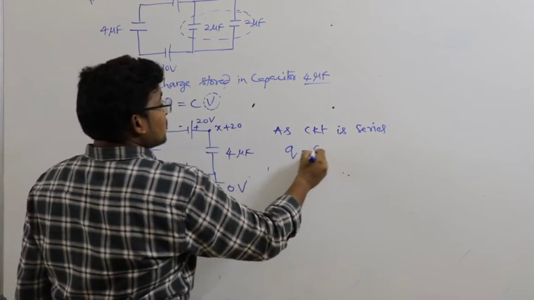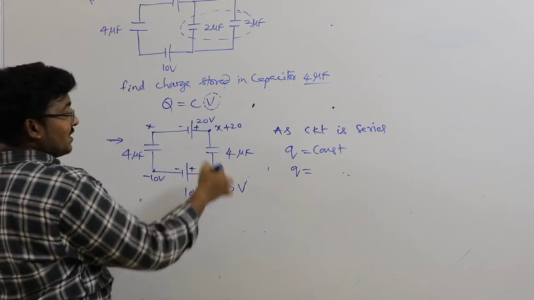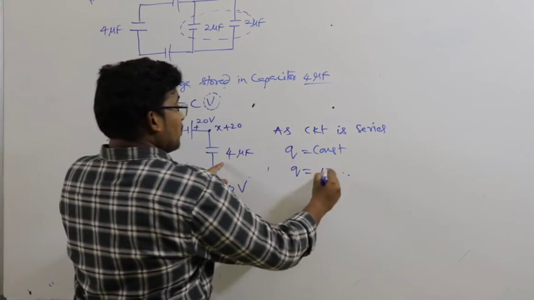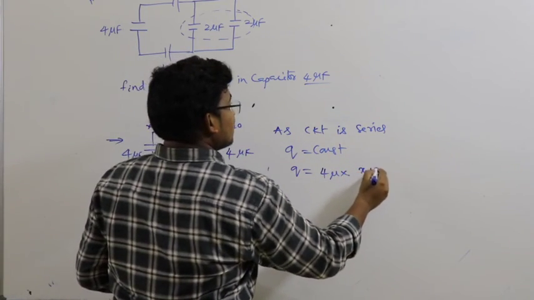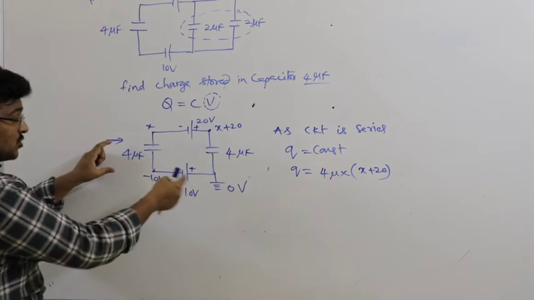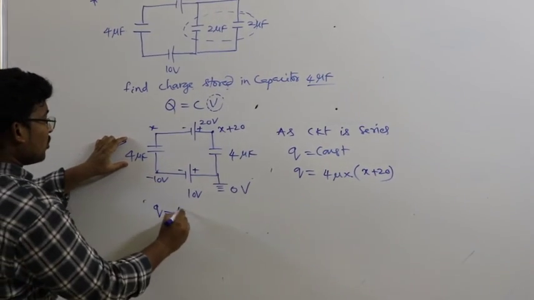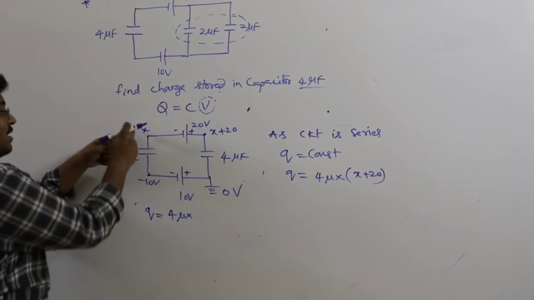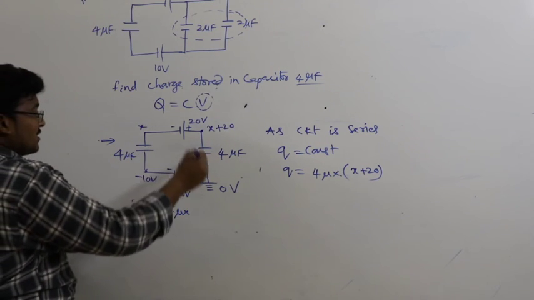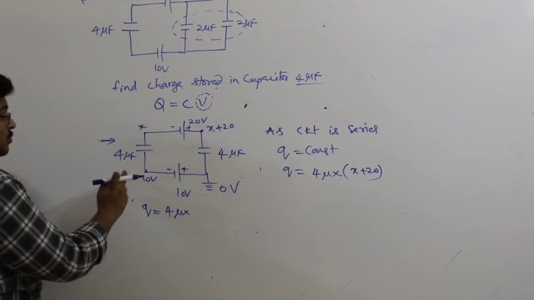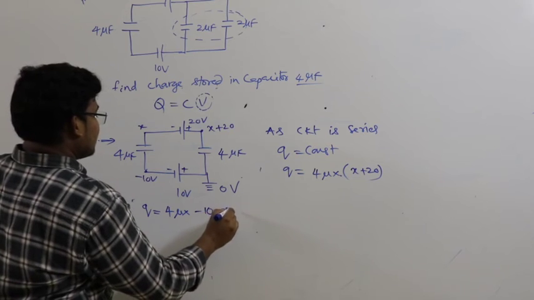Means what is the charge? Q is constant. What is the Q formula? CV. So Q is equal to, here I can say that at this capacitor, what is the charge formula? C is 4 micro and what is the potential drop? X plus 20 to 0 coming. So that drop is x plus 20. And the same charge will pass through this one. Here also, what is the charge? Q is equal to, C is 4 and what is the voltage drop? Minus 10 to x. So the drop will be, you can say simply, if the charge is passing like this, okay? So minus 10, this is minus x. So this will be minus 10 minus x.